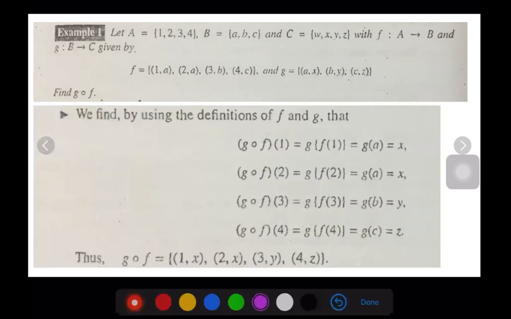So whatever explanation I have done is there here, and that completes problem 1.